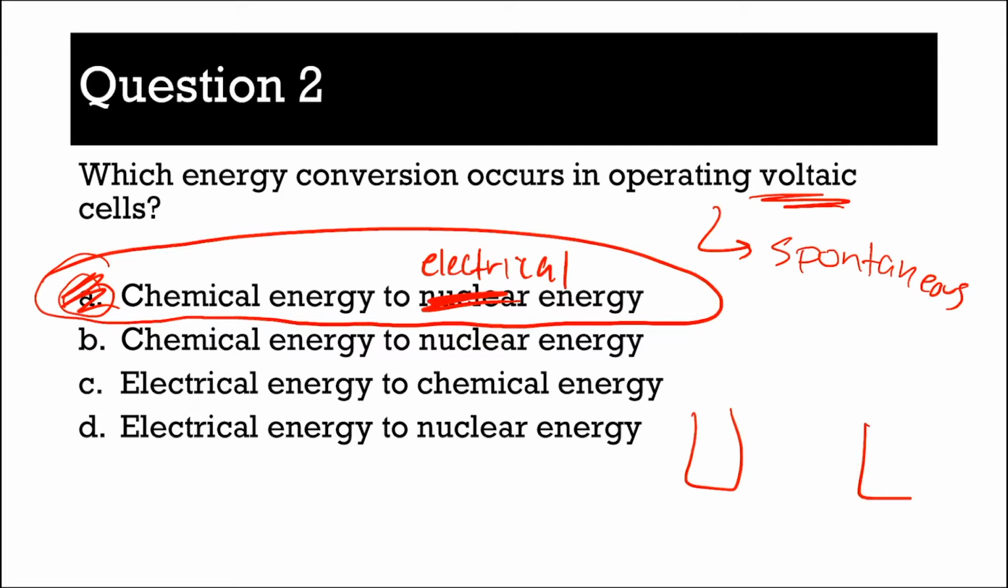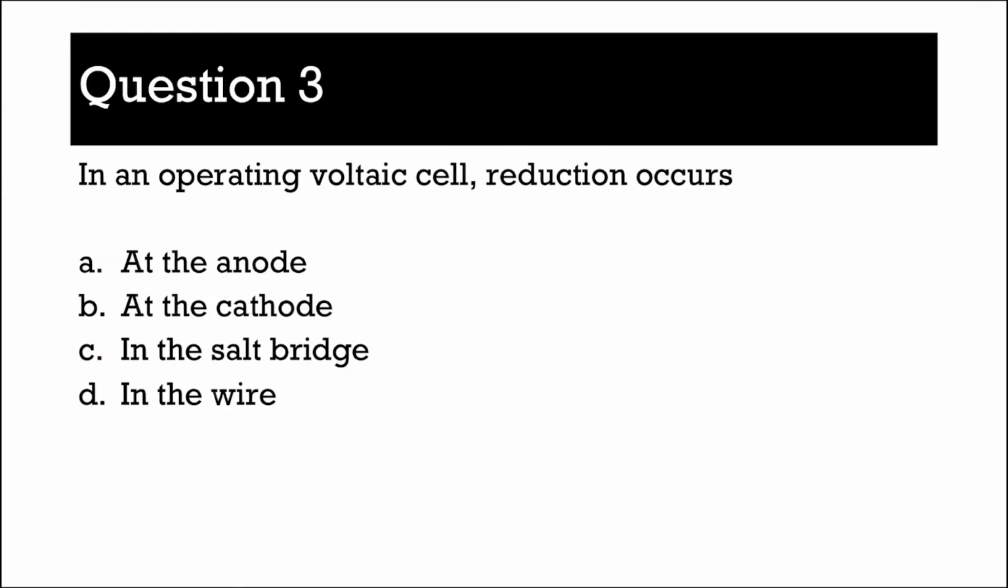And if you think about it, if you have your little cell, which looks like this, in the middle, you have a voltmeter. And what that does, it measures the amount of voltage going through that circuit. So it measures the electrical energy that is being produced. So voltaic cell is always chemical to electrical. Okay, number 3, in an operating voltaic cell, reduction occurs.